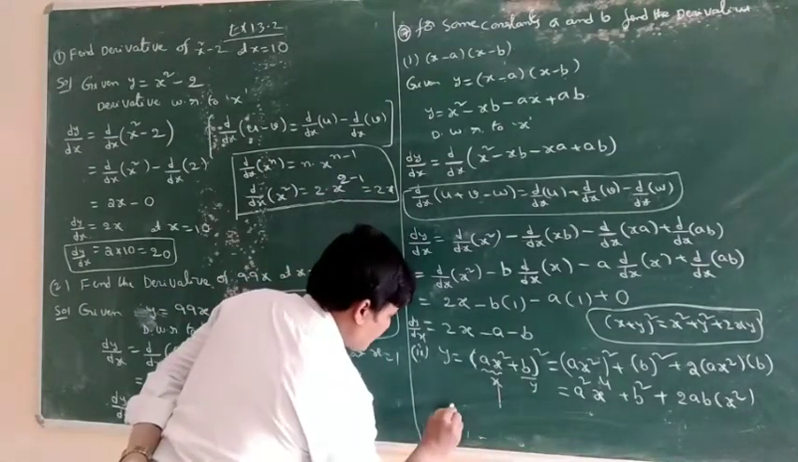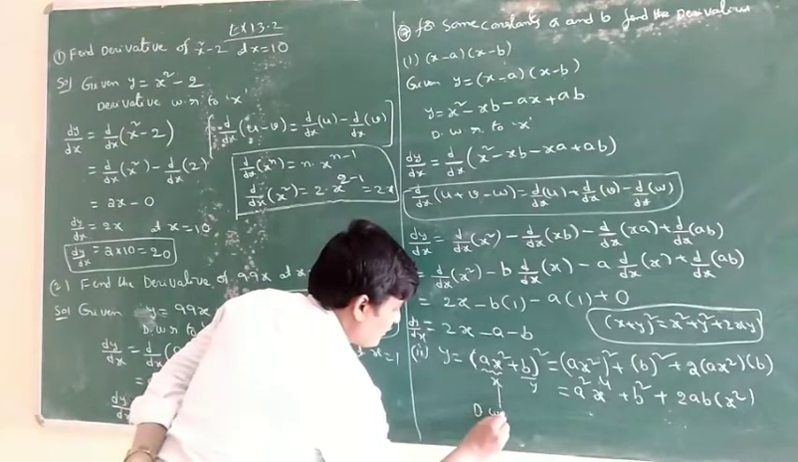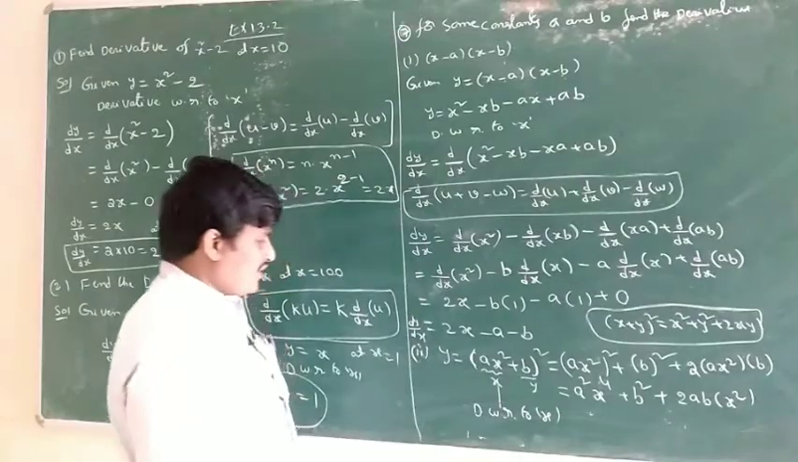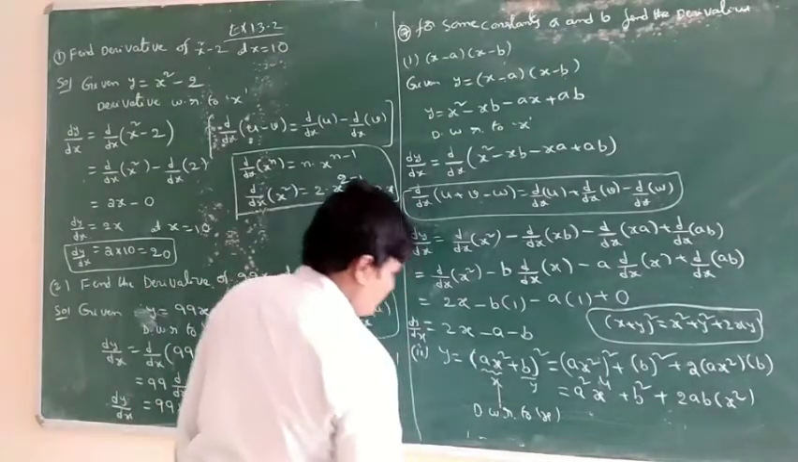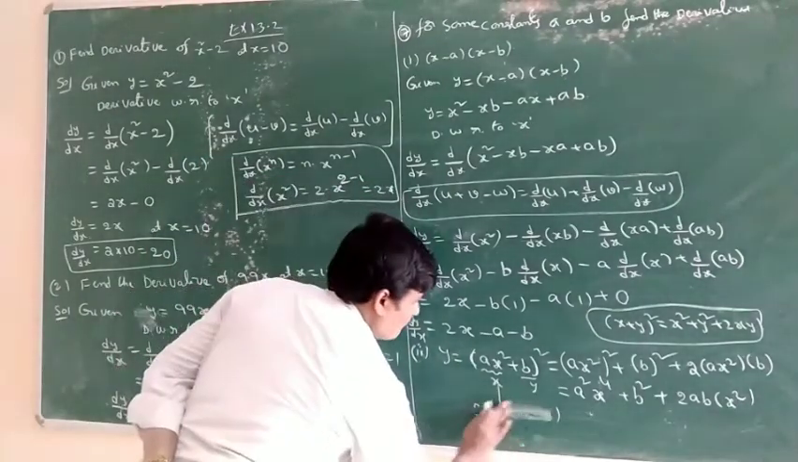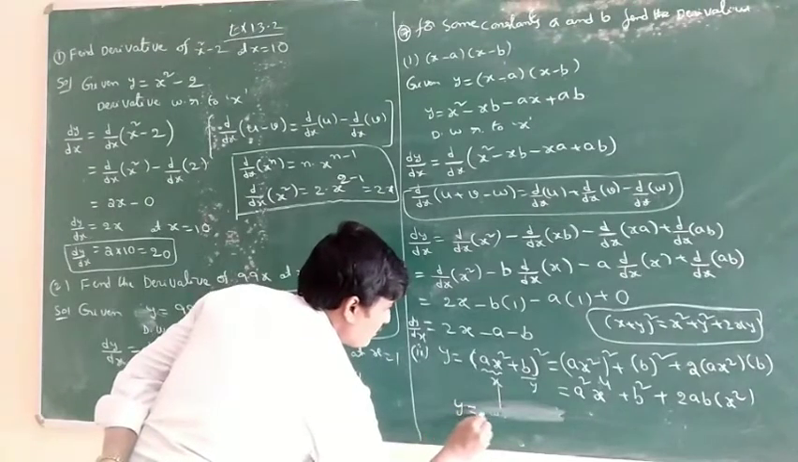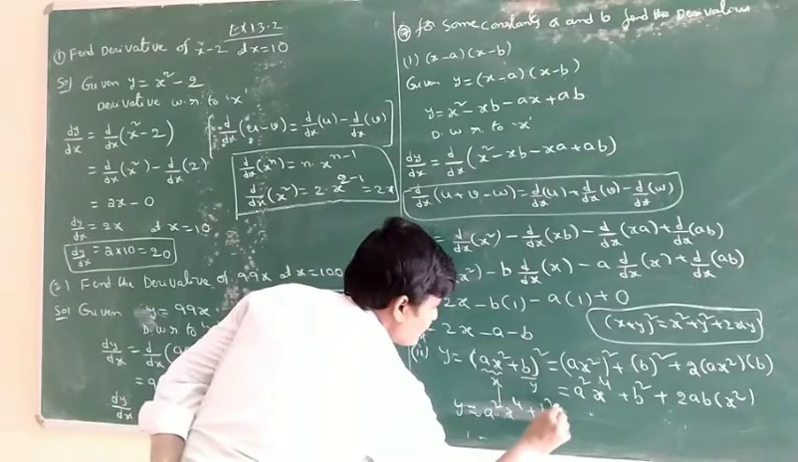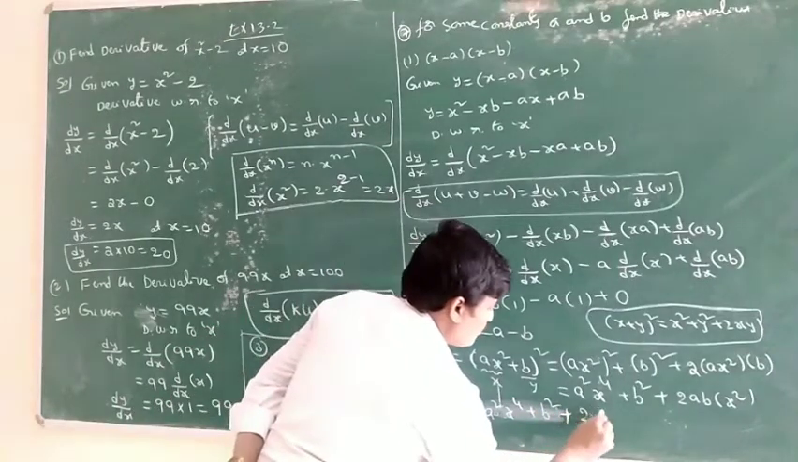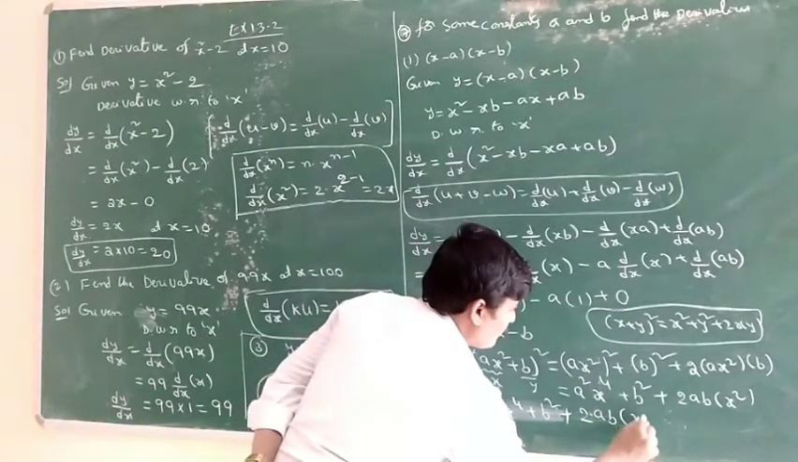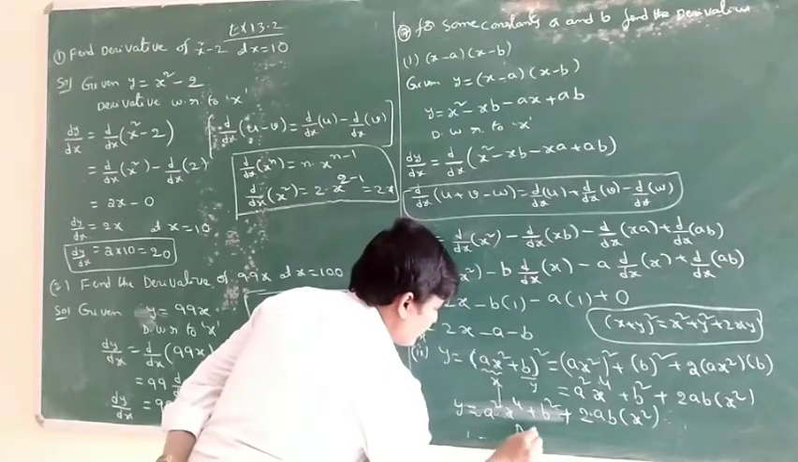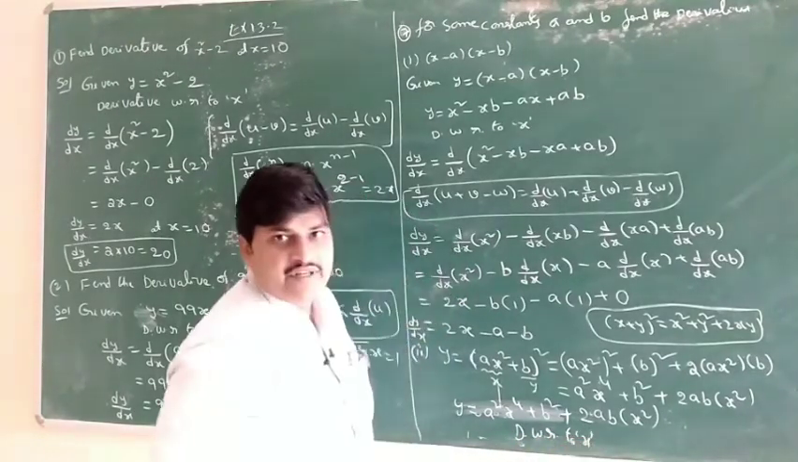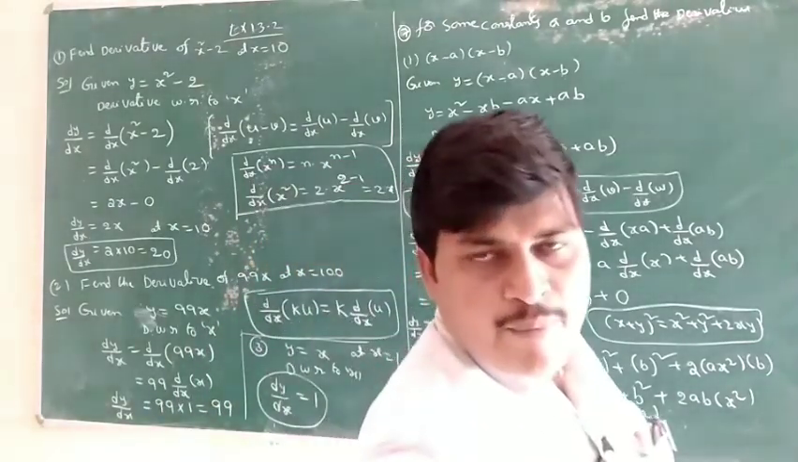So differentiate with respect to x. What is y? y is equal to a²x⁴ + b² + 2abx². Differentiate with respect to x.